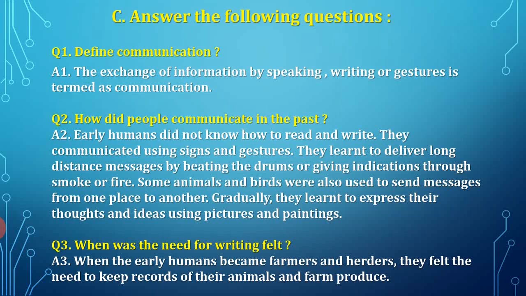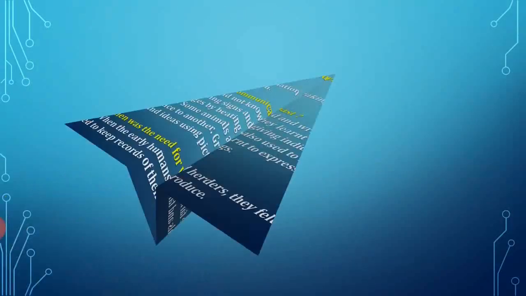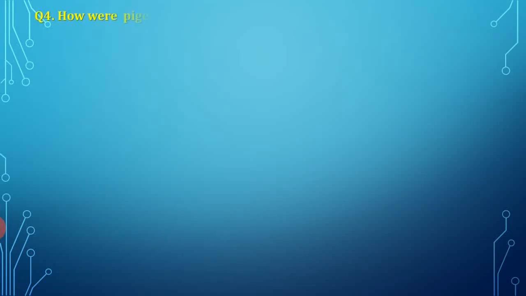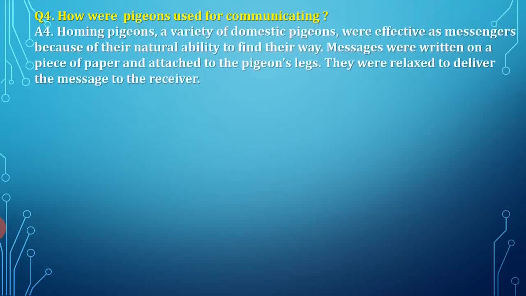Now, question number 4. How were pigeons used for communicating? Homing pigeons, a variety of domestic pigeons. Homing pigeons are also called domestic pigeons, children, which are kept at home. They were effective as messengers because of their natural ability to find their way. Messages were written on a piece of paper and attached to the pigeon's legs. They were released to deliver the message to the receiver.